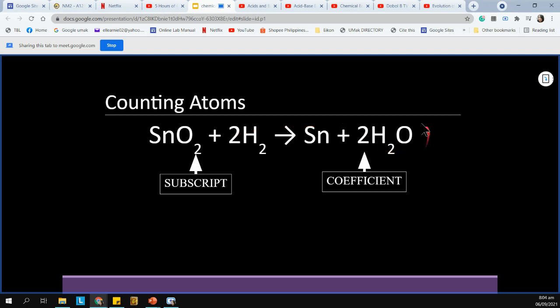So, ganun din dito. Walang problema si tin sa product kasi isa lang naman siya. Wala siyang subscript, wala siyang coefficient. But on the other one, which is water, as mentioned on the fourth rule, whatever is written here, lahat na nandito is going to be multiplied with the coefficient. So, kanina, dalawang hydrogen times 2 gives you 4 hydrogen, and then isang oxygen times 2 gives you 2 oxygen. So that's how you read it out.